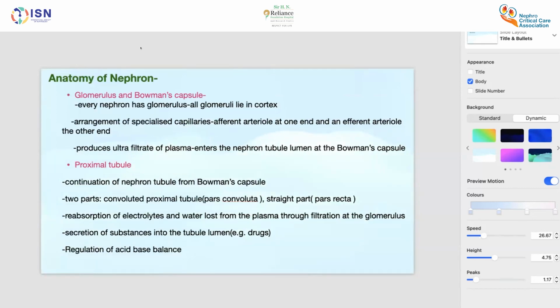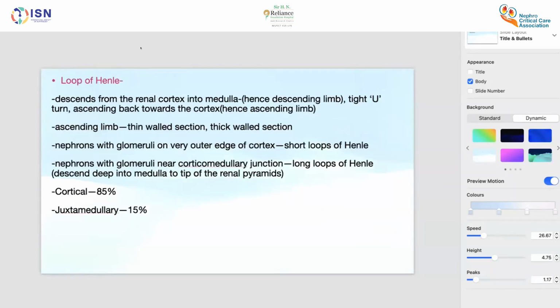It reabsorbs electrolytes and water lost from the plasma through the filtration at the glomerulus. It also secretes some substances into the tubule lumen, like drugs. It is responsible for regulation of acid-base balance. The loop of Henle descends from the renal cortex into the medulla, hence the descending limb, then takes a tight U-turn and ascends back towards the cortex, hence the ascending limb. The ascending limb has a thin wall section and a thick wall section.